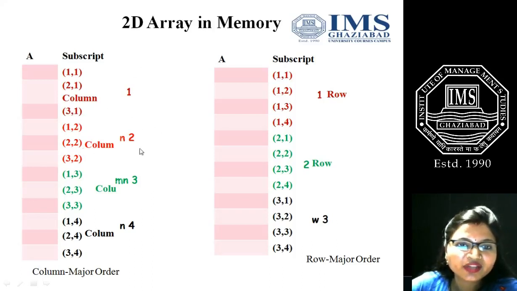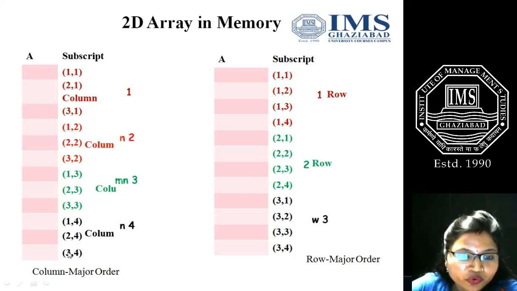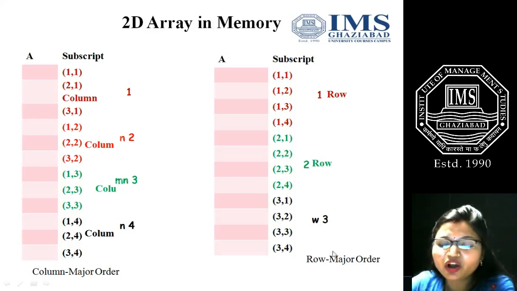Then we store the elements of the second column, then the elements of the third column, then the elements of the fourth column. Here rows are changing but columns are the same. If we talk about the row major form, we first store the elements of the first row.